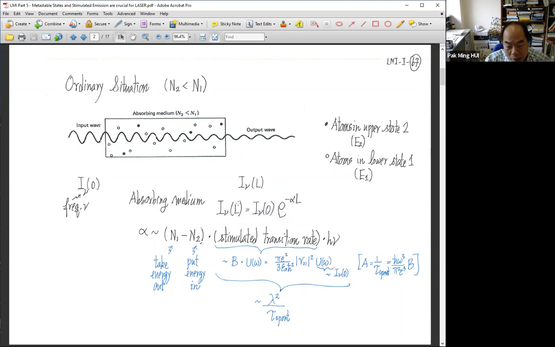That is a well-known optics rule. So you pass a beam through a sample of length L, the other side gets decayed, okay? And this decaying constant is proportional to N1 minus N2. Therefore, this is positive in ordinary material. And then there is a stimulated rate, and we know from quantum mechanics what it is, okay? And then some energy.